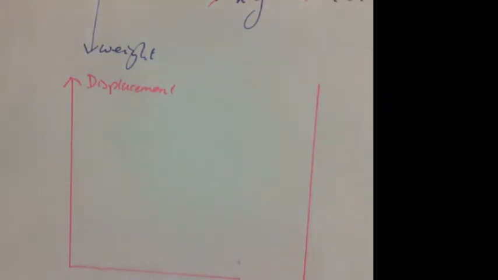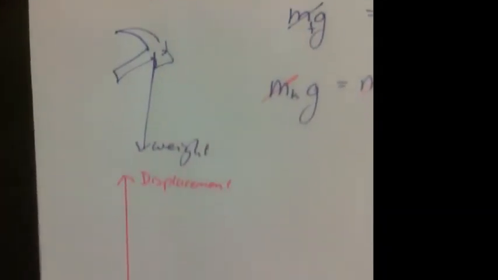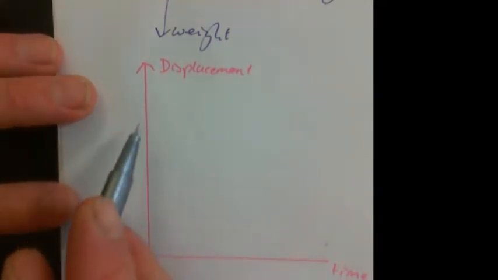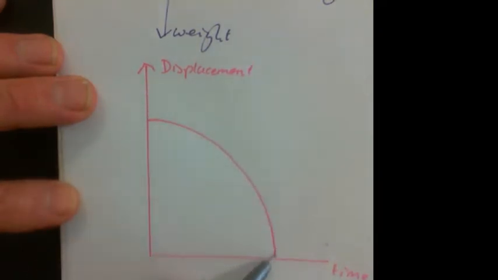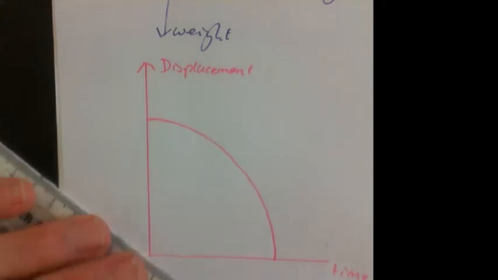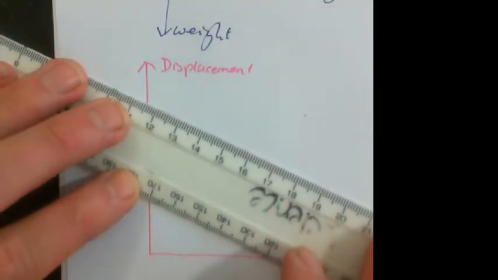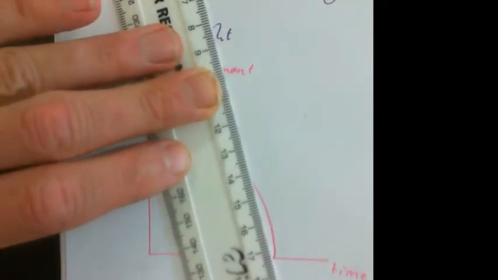Now, we know that it is accelerating because it's got an unbalanced force on it, making it go downwards, which means that the rate at which it goes downwards is going to be increasing. So, I'm going to have a graph that looks like this. And if you look at the tangent of that, you can see that my gradient is getting steeper and steeper and steeper.